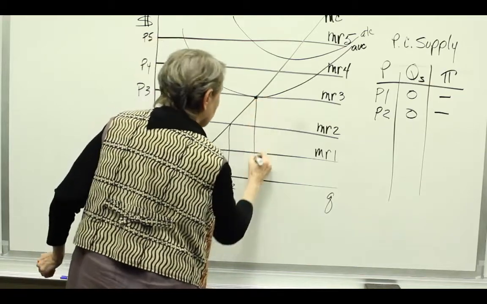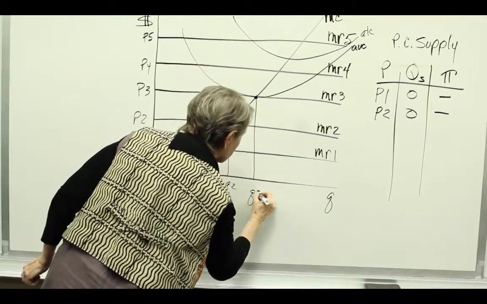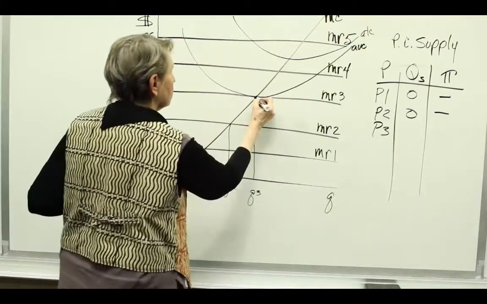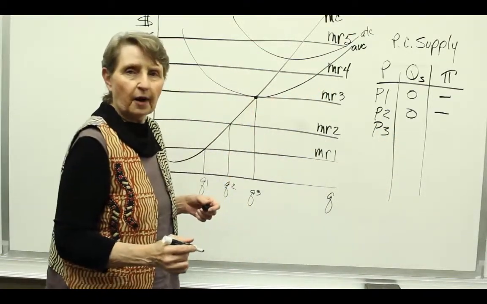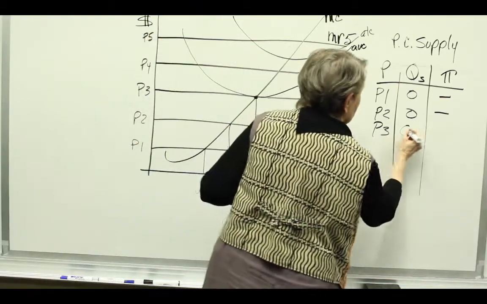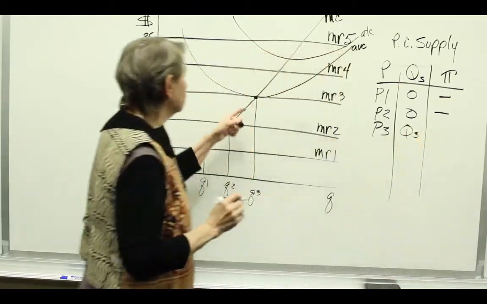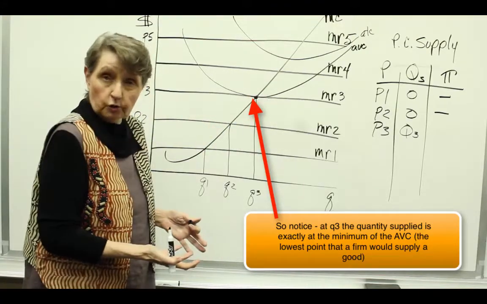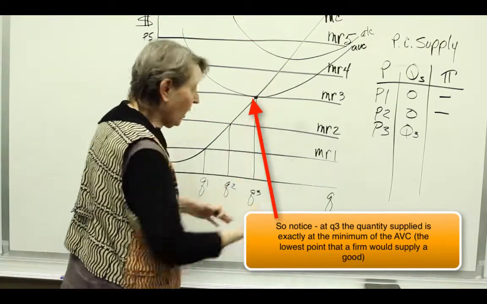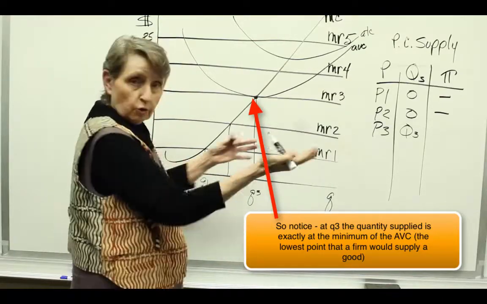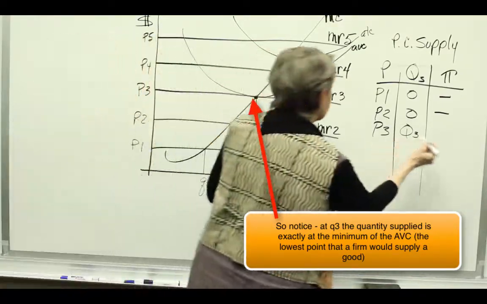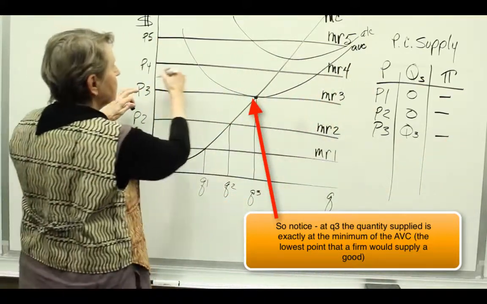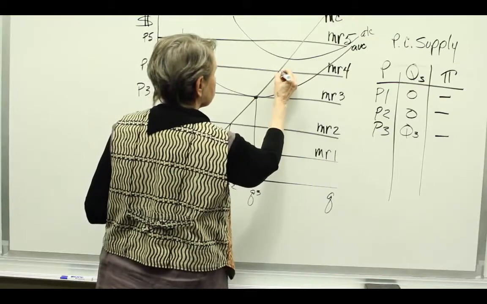How about a price of P3? And the answer is, I call this the flip a coin spot. Q3 is the minimum amount, given Farmer Jones's cost structure, the minimum amount that he will supply to the market, but his profits are still going to be negative at P3.